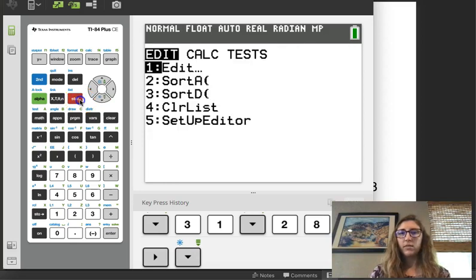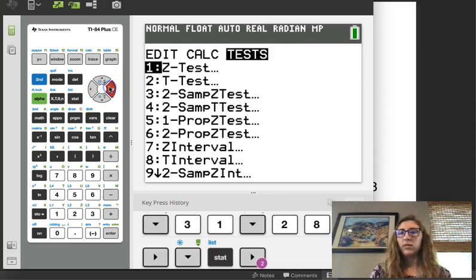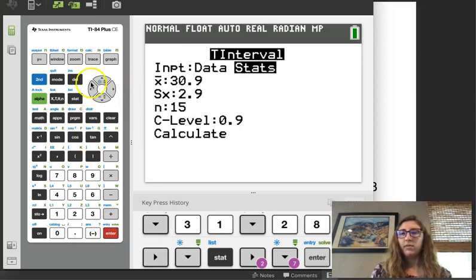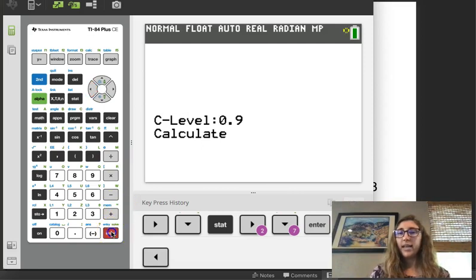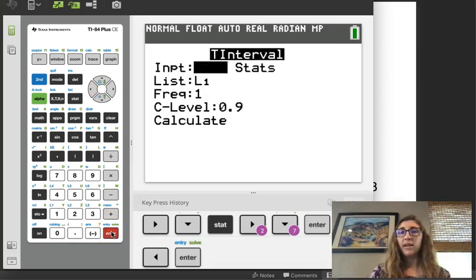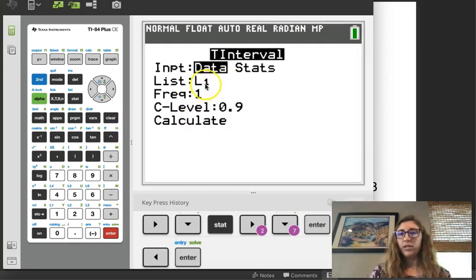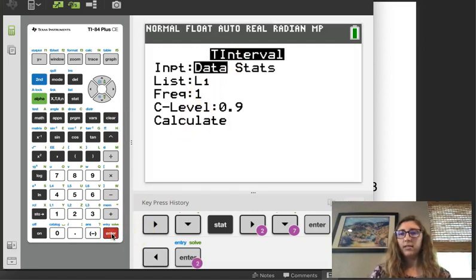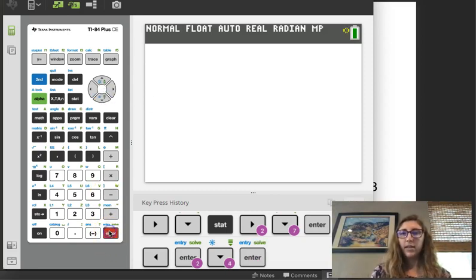All right, so now we go to STAT, scroll over to TESTS, then again we want our T-Interval. Right now we would be selecting Data since we put everything into our list. So we want to use our L1 list, right? Then our frequency, we just leave it alone as 1. Our C-level was 0.9. And then we calculate here.